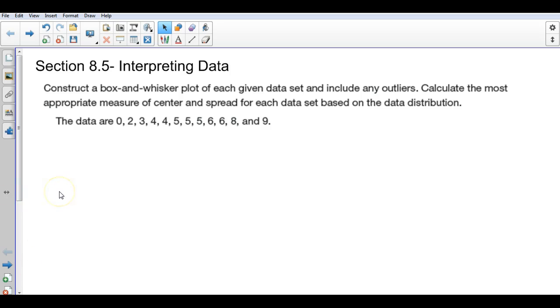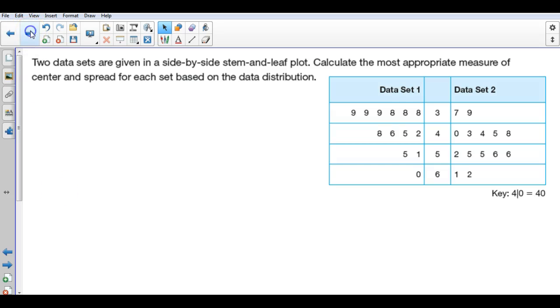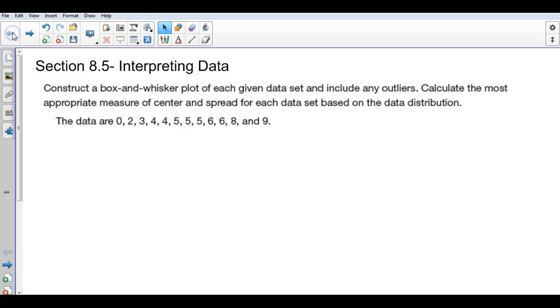If we're using the mean, we're going to use standard deviation to measure spread. If we're using the median as a measure of central tendency, we would use the IQR to measure the spread of that. We're going to do that based on the data distribution, talking about if data is skewed or symmetric. So we're only going to go through two examples. The second one, notice, has stem and leaf plots, and the first one is just a regular data set.